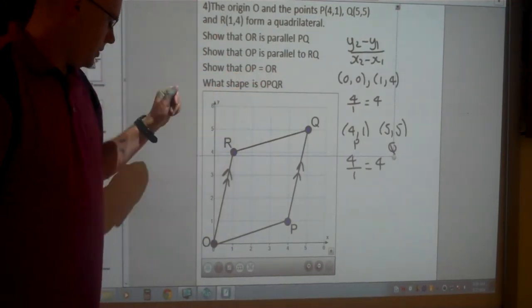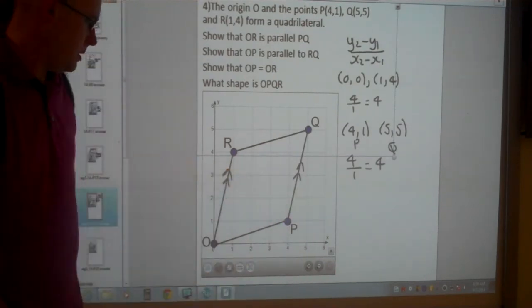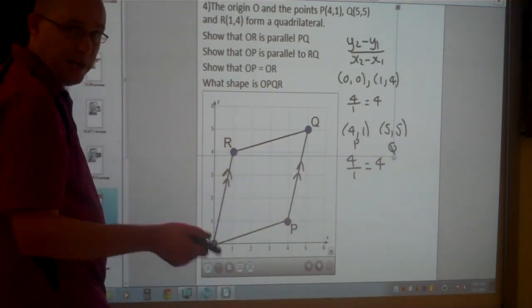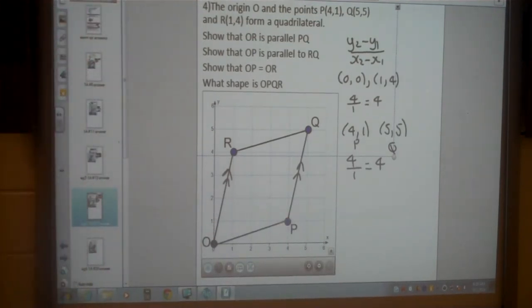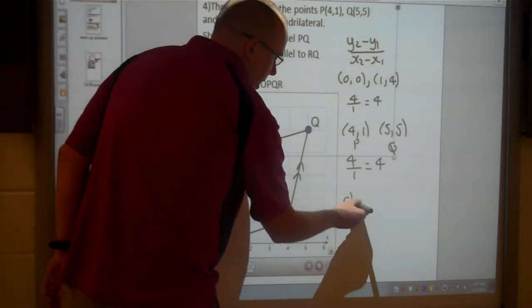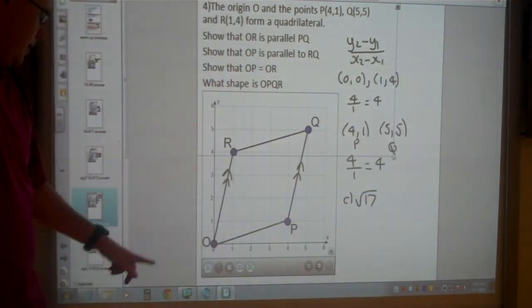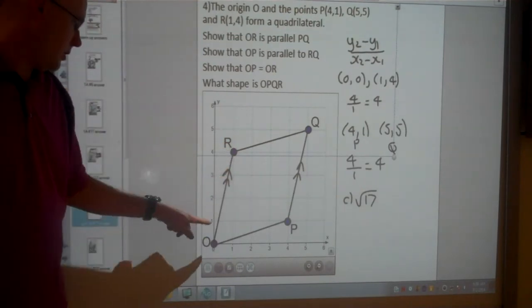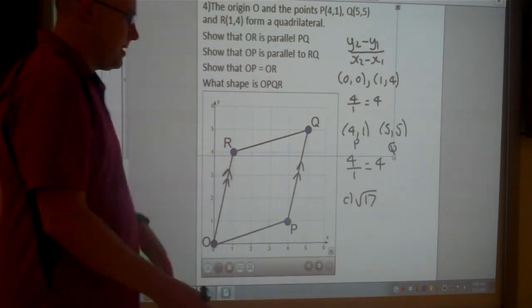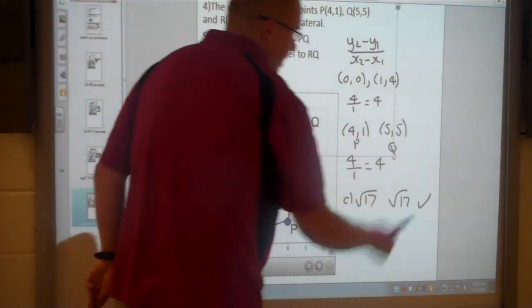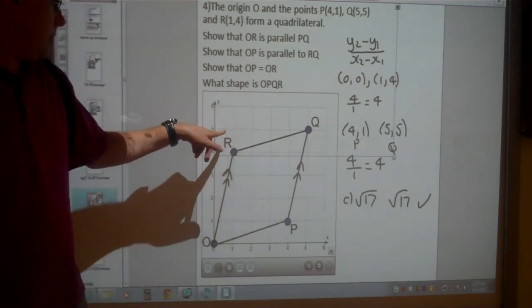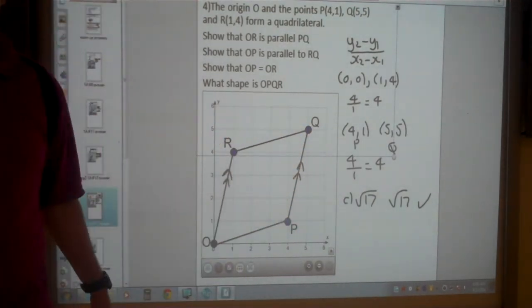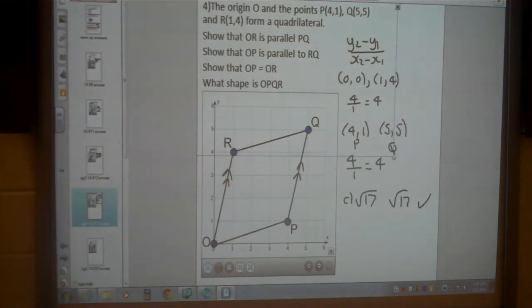Show that OP equals OR, so that means we're going to use the distance formula. So I'm going to just use Pythagoras from this picture so you can check to see if your answer is correct. 4 squares across, 1 square up. 4 squared plus 1 squared is 17. So for part C, you should be getting the square root of 17. Now if I look at O to R, that's 4 up and 1 across. So 4 squared plus 1 squared square rooted, again, is the square root of 17. So they are indeed the same size. Now also we should check in theory what RQ is and also PQ, and we'd find that they are also radical 17.